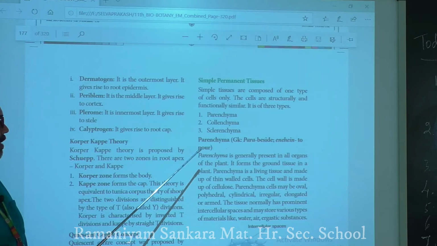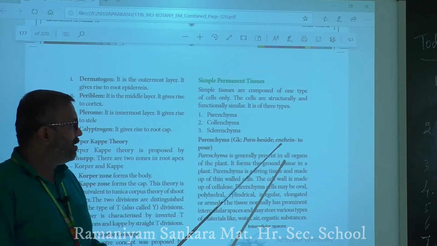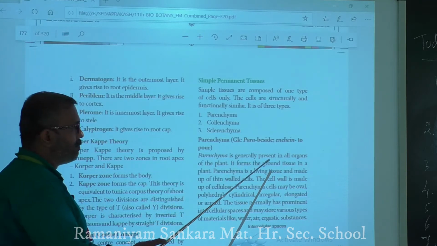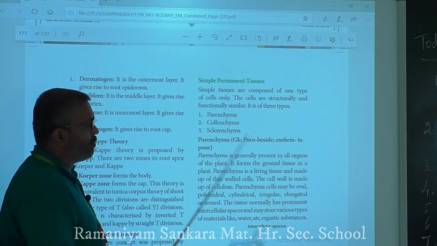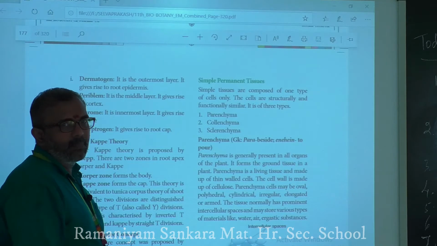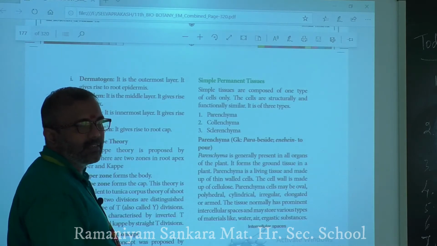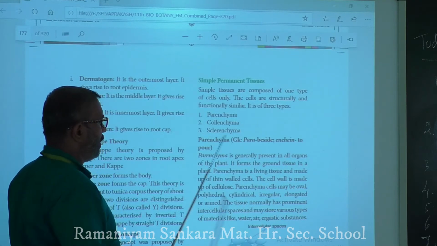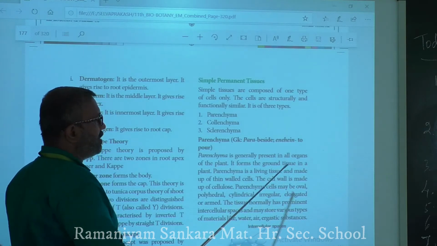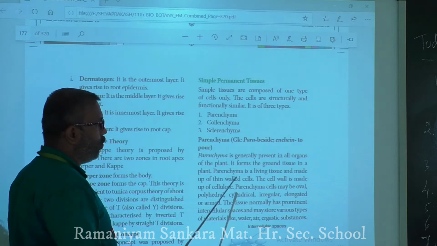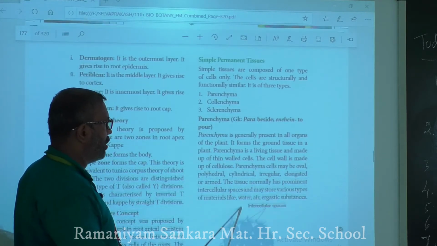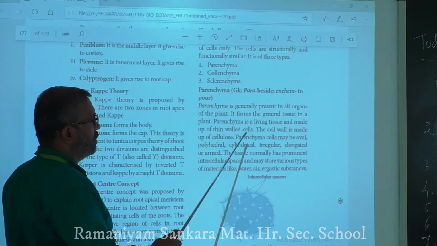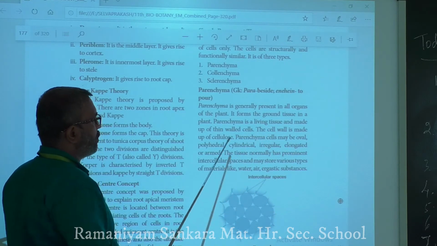First one is parenchyma. Para means beside. Parenchyma is generally present in all organs of the plant. It forms the ground tissue in the plant. Parenchyma is a living tissue made up of thin-walled cells. The cell walls are made up of cellulose.